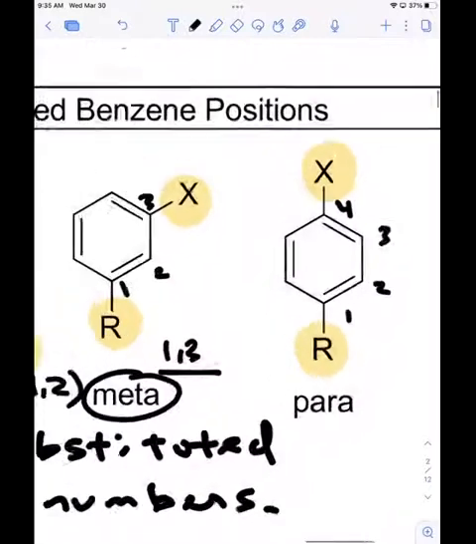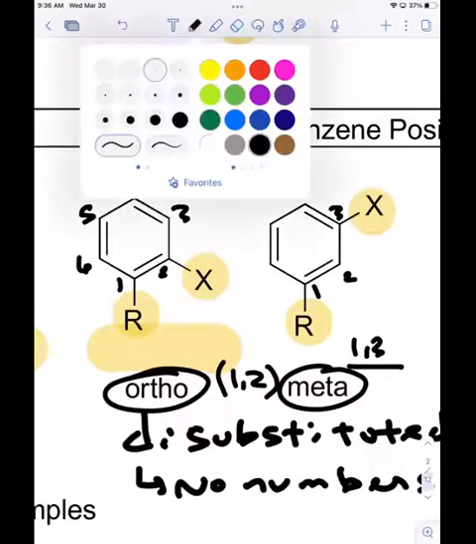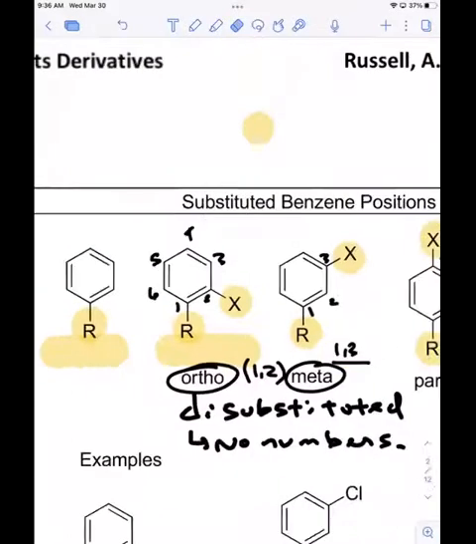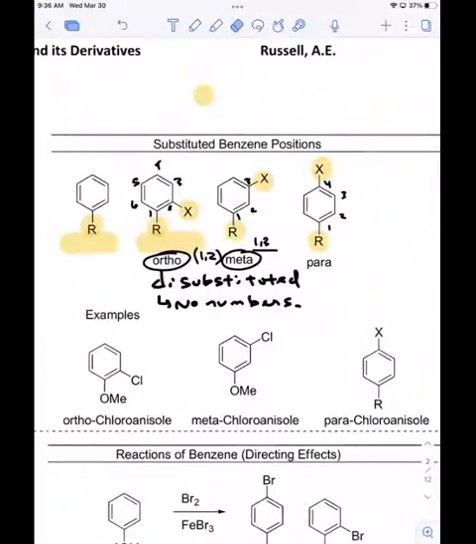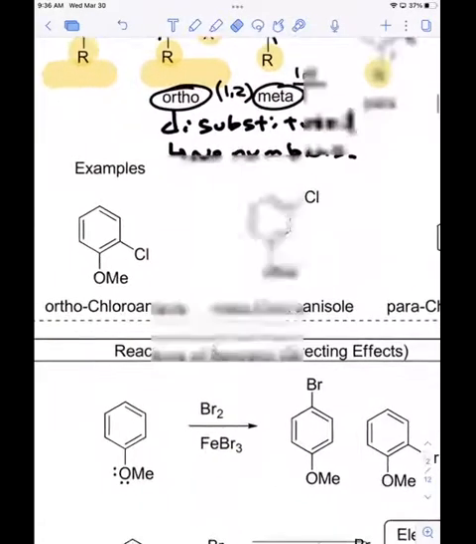And if you look at it this way, I know somebody's thinking, what if I go the opposite direction? It's still the same. If that X group is out here, like that, it's still ortho. It's just on the other side. You would just go around the ring the other direction. And it's the same for meta and for para. The reason I'm saying that is because those positions are important when you think about how benzene reacts with other things. Right. So these down here are just some common names.